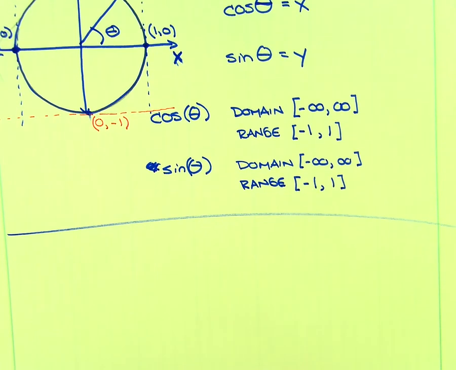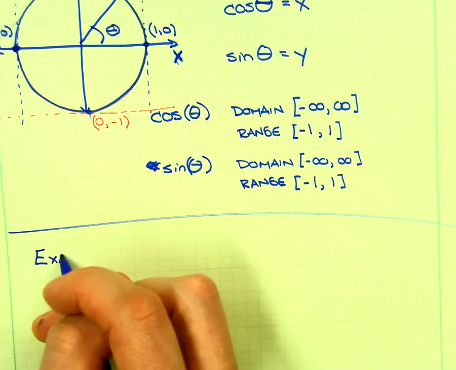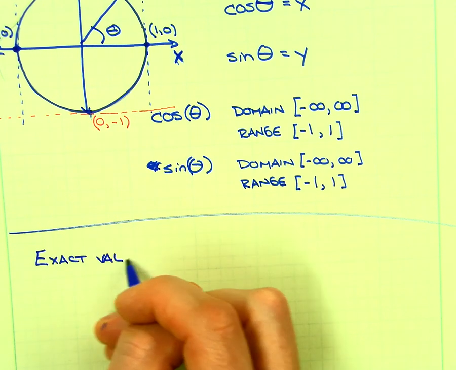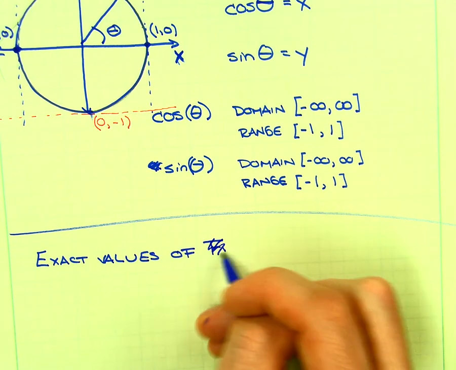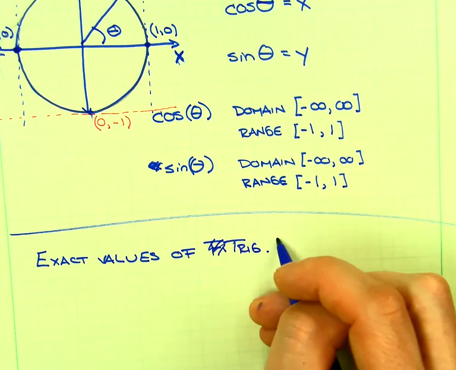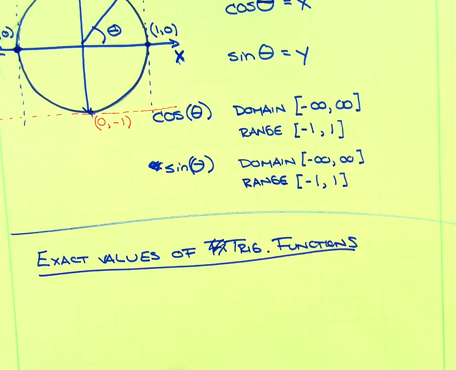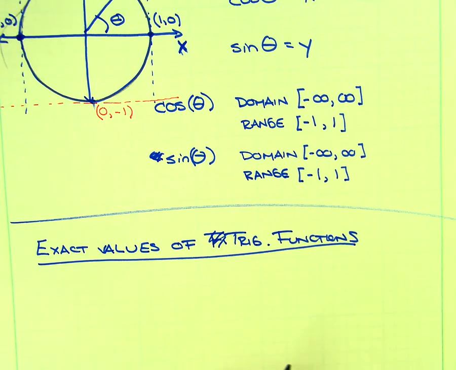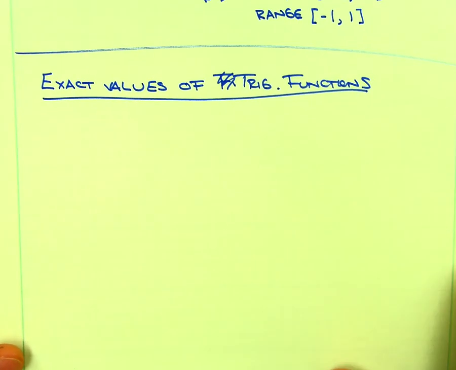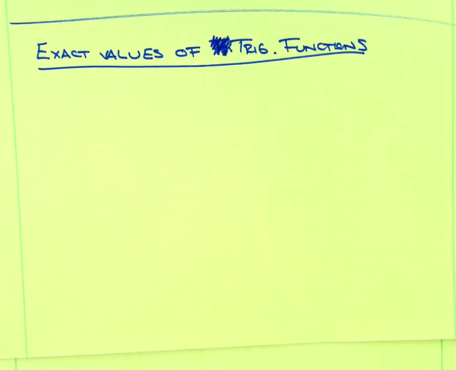Now, moving on, we're going to be talking about the exact values of the trigonometric functions and how to find them. Exact values of trig functions. Now this is how you do this without using your calculator. And this is what I'm going to push you guys to do. Solve these without using your calculators. Now the value in that is it requires a deeper understanding of what is going on. So, the exact values of the trig functions.